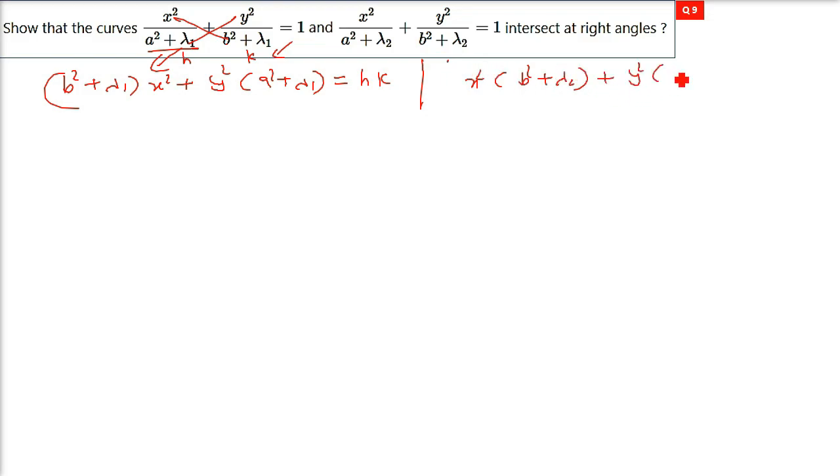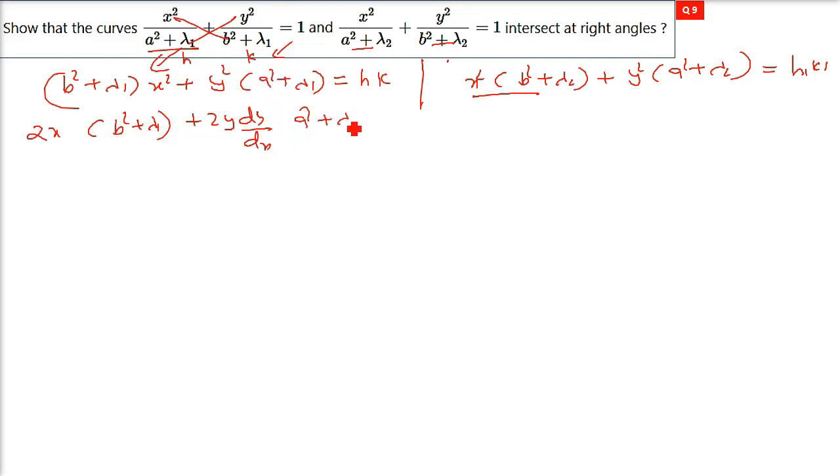On the right, it's again I'm taking the LCM. You don't have to take the LCM. I'm just making it easier for my purposes, you can do it in whatever way you want. So I'm just calling it h1 k1 just to minimize my writing, because it's a big question. Now let us differentiate the left hand side and right hand side. So you get 2x (b square plus lambda 1), and you have 2y dy by dx (a square plus lambda 1). Then on the right hand side it is constant. That is why I have written it as hk, and that's why I told you that you'll see what will happen. It is going to be eventually 0. Here also 2x (b square plus lambda 2) plus 2y dy by dx (a square plus lambda 2). On the right, in the same terms, it is going to be 0.